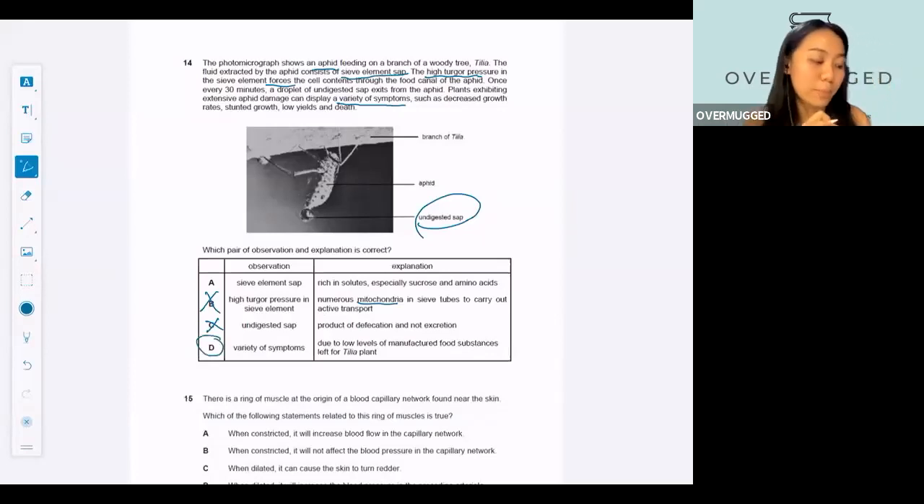Okay, so B is not correct because the turgor pressure is A, right? So the sieve element set. Why A is not correct is because it is not exactly an observation and explanation. It is correct in the sense that what is in your phloem is sucrose and amino acid, but it is not an observation and explanation. Can you get what I mean? Yeah, so the answer is D.